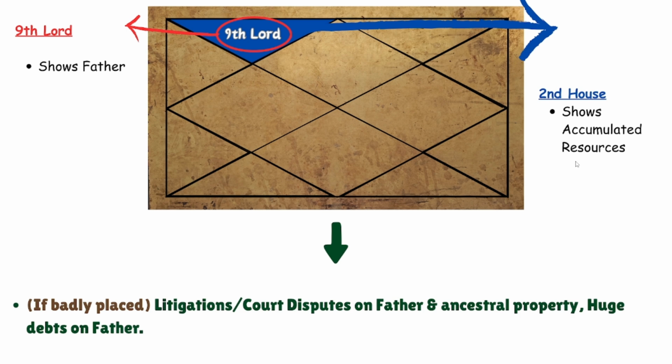Maybe the reason could be the ancestral properties, or any form of accumulated wealth or resource, okay, which we can get to know by looking at the planet, zodiac sign, etc. Okay. And especially when this dasha time is activated, six places away, it can show huge debts on your father as well.